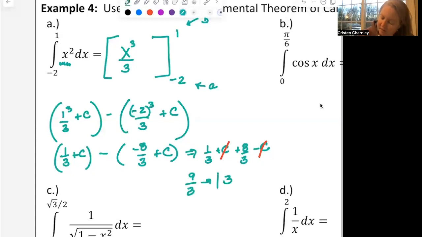Now, in the last lesson, we practiced using Math 9 in our calculator. You could check your work with Math 9. These are kind of nice. You can go through and do them by hand. You can also check your work. So let's look at letter B.